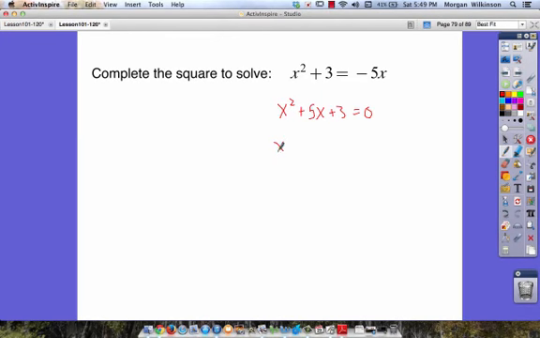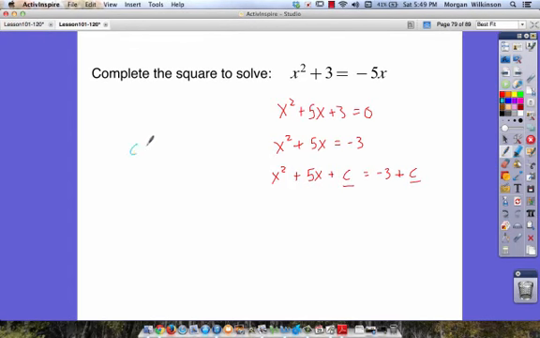So here we go. X squared plus 5x is equal to negative 3. We move our constant to the other side. Then we have to put in our c value. X squared plus 5x plus c is equal to negative 3 plus c. I'd like to underline the c so that we know that we need to fill that in.